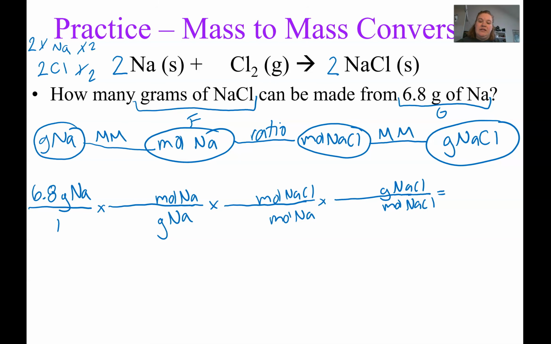Now, to get the numbers, I have my periodic table. So I know that the molar mass of sodium is 22.990.